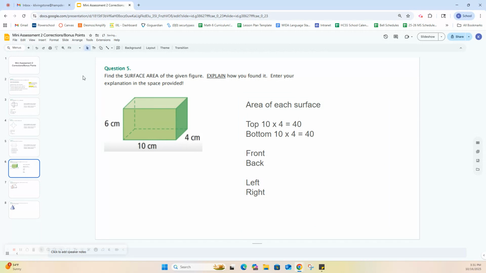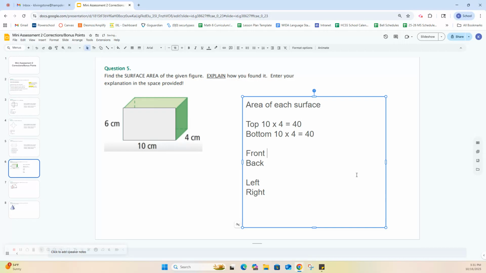All right, now let's look at my front and my back. If I put a rectangle over the front, it is 6 centimeters high by 10 centimeters wide. So we have 10 times 6 equals 60. And the front is the same as the back.